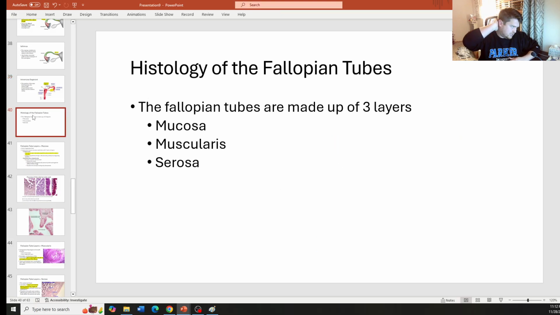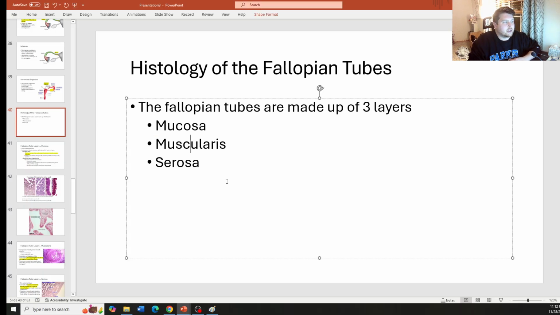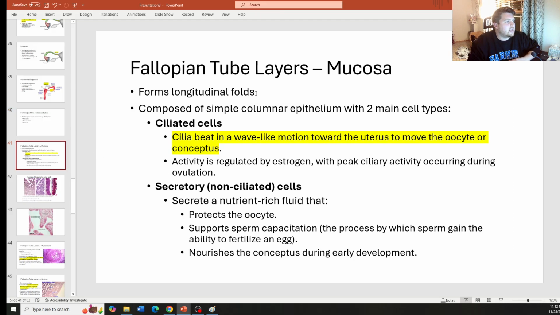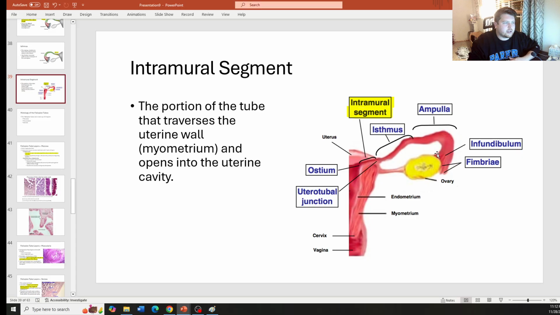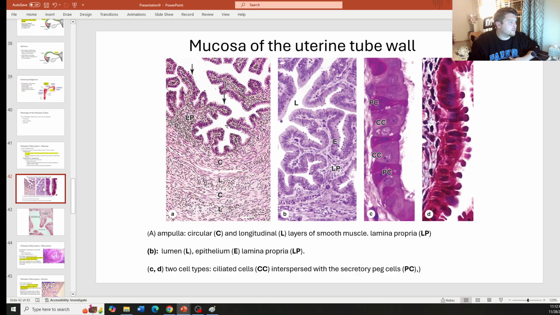Within the tube, there are 3 different layers. We have a mucosa layer, we have a muscularis layer, and then the outermost layer is serosa. The inner layer forms these structures called longitudinal folds. You can see all of these little folds all through it. And the way that this is sliced is as if we took this tube right here, made a slice right here, and now we're looking into the tube.